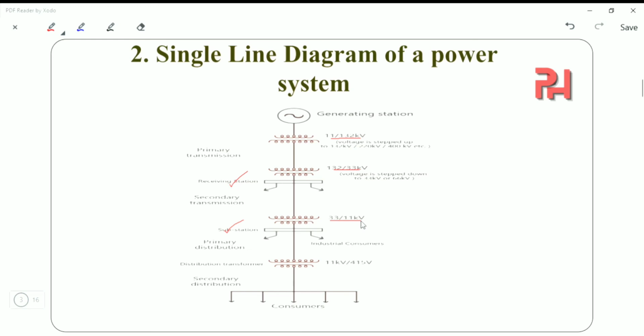Now in the secondary distribution, the voltage will be stepped down to 415 volt. This 415 volt is the voltage between any two phases, and the voltage between any phase and neutral is 230 volt.